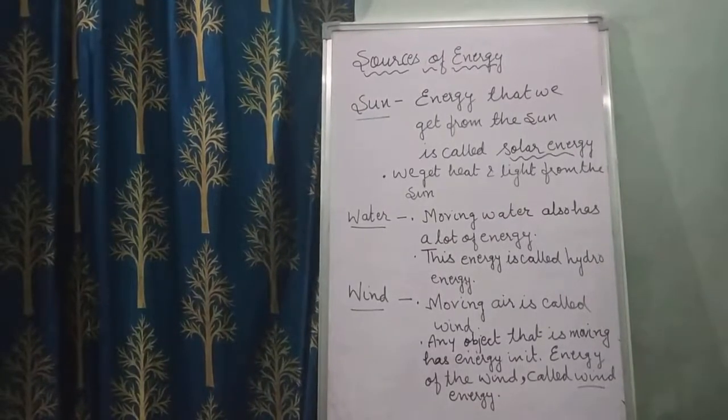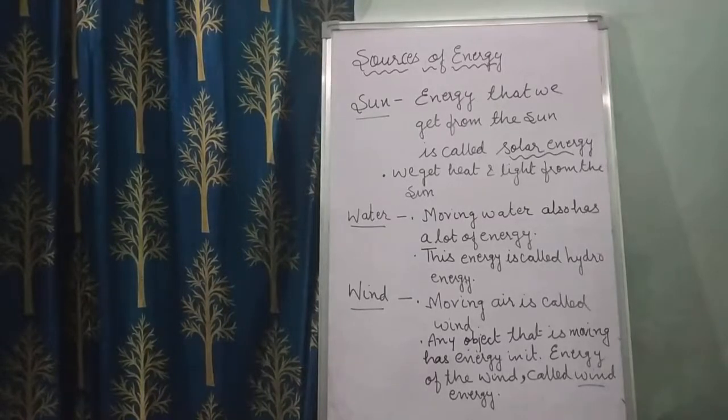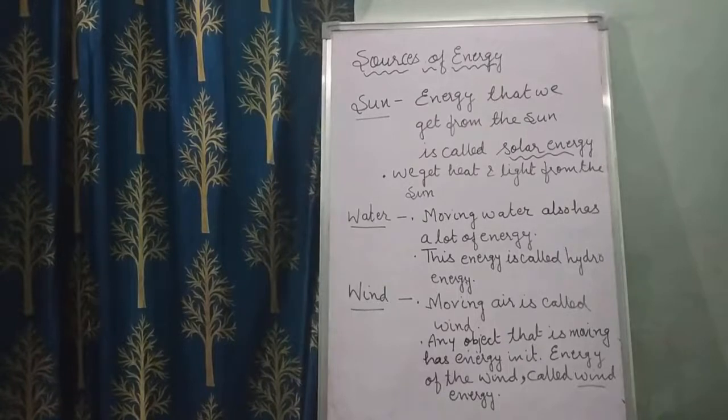Now we'll learn about the different sources of energy. Children, the sun, water, and wind are some natural sources of energy. The sun is the main source of all energy on the earth. The energy that we get from the sun is called solar energy, right?